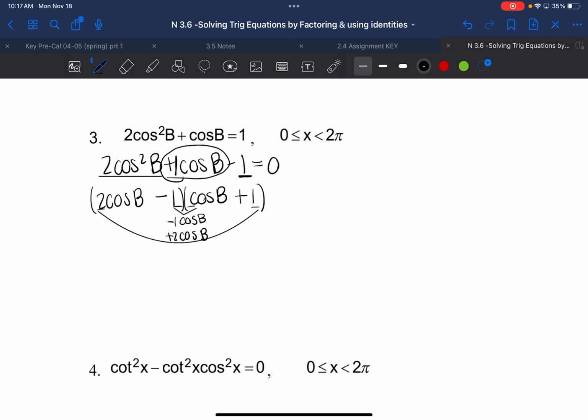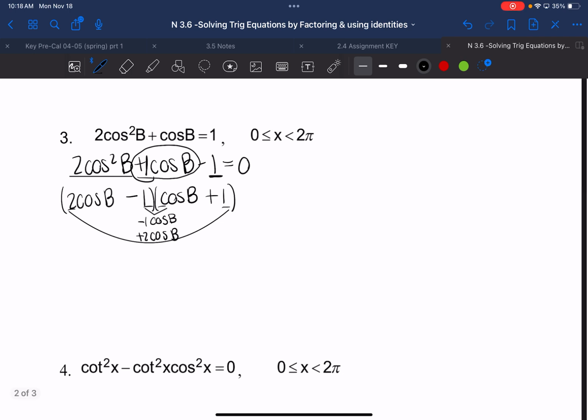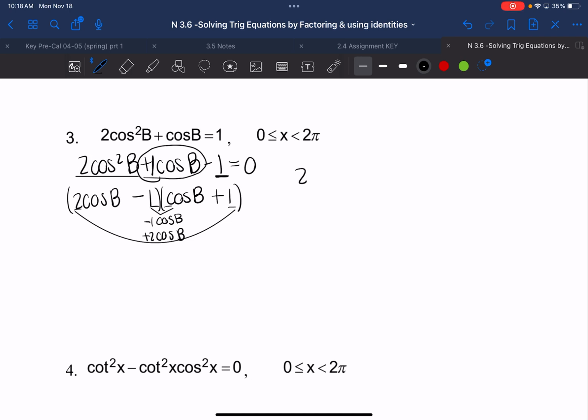How do I solve factors? Equal them to 0. Okay, so I'm going to take that first factor, which is 2 cosine of b minus 1, set it equal to 0. And then I'll take the other one, cosine of b plus 1, and set it equal to 0. All right, so how do I solve that first one? Add 1 and then divide by 2. So we'll end up with cosine of b equals 1 over 2, right?